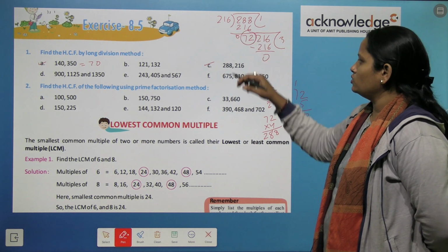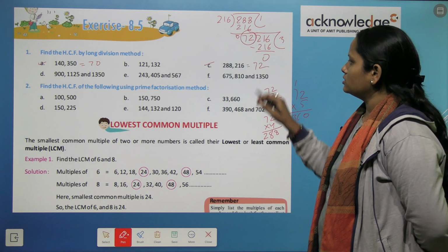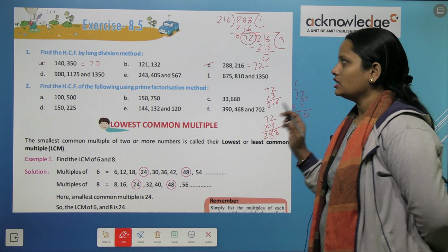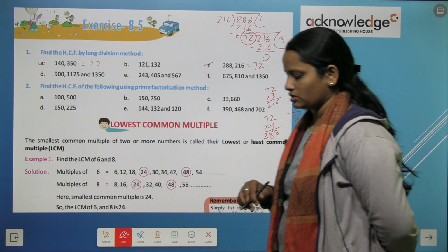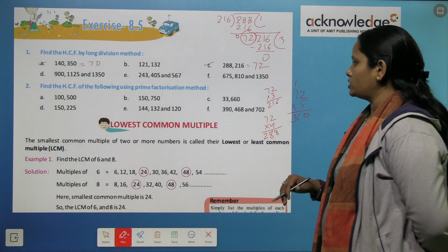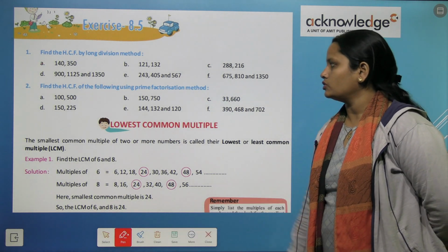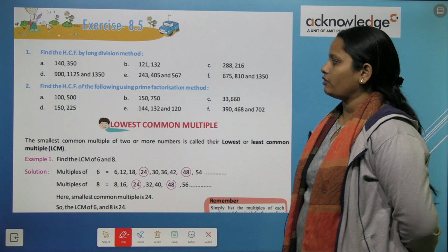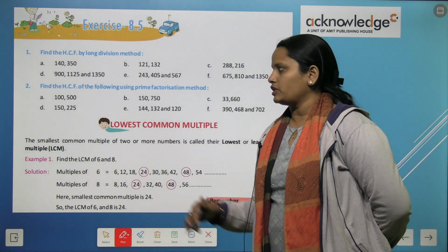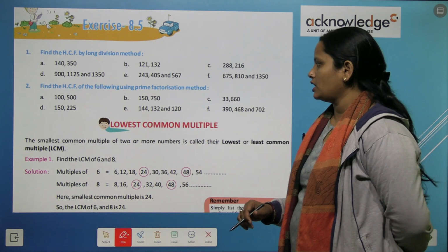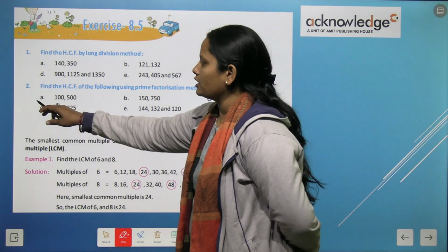So 72 is the highest common factor of these two numbers. Now let's move on to question number 2. Find the HCF of the following using prime factorization. Prime factorization method से हमें HCF निकालना है numbers का. Let's do this A part first.